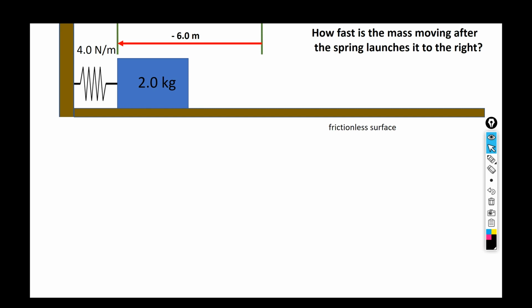Let's look at an easier way to solve this problem using the wall, the spring, and the box as our system. This allows us to use potential energy terms which we couldn't use with a single mass system. I call it the work energy theorem version 2.0.